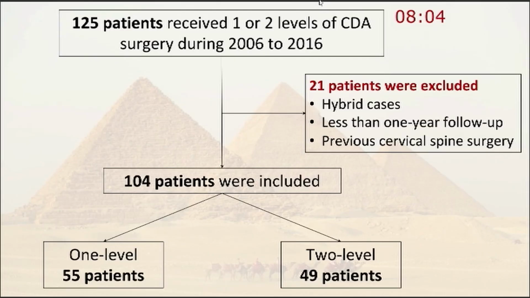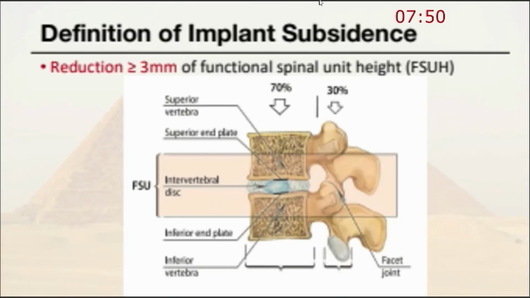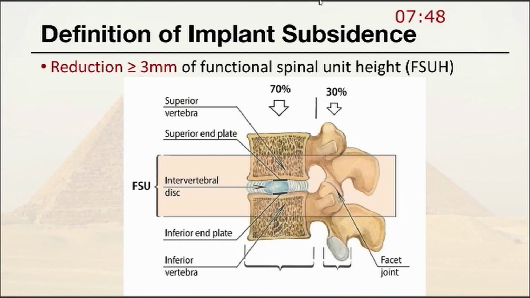However, we excluded 21 patients because they didn't meet our inclusion criteria. In the end, we included 104 patients in the study. 55 were 1 level and 49 were 2 level surgeries. We define implant subsidence as a reduction of the functional spinal unit height, FSUH, greater than or equal to 3 mm after surgery.